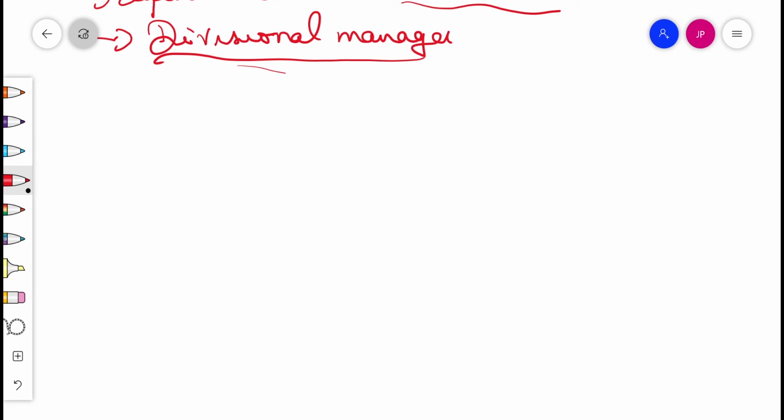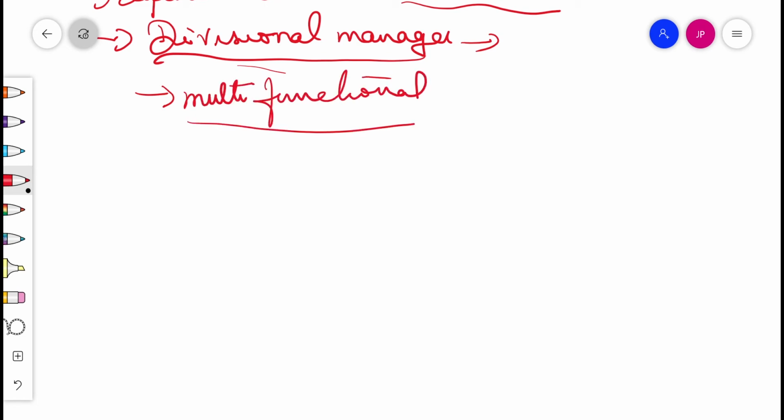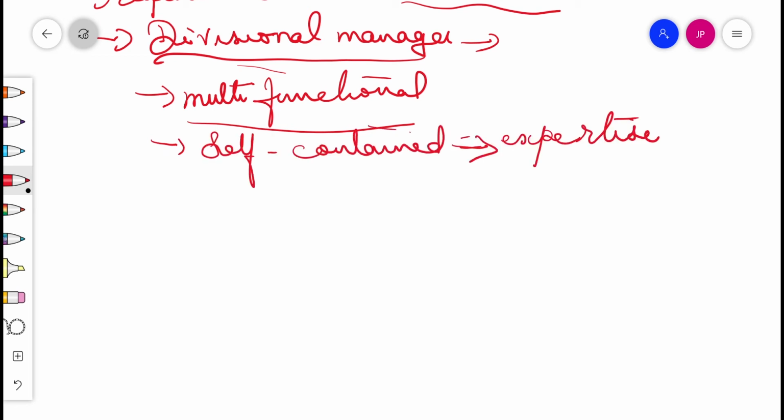Each division is multifunctional because within each division, functions like production, marketing, finance, purchase, etc. perform together to achieve a common goal. Each division is self-contained as it develops expertise in all functions related to a product line. In other words, within each division, the functional structure tends to be adopted. However, functions may vary across divisions in accordance with a particular product line.